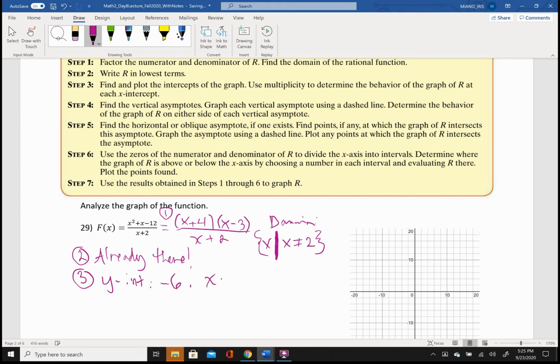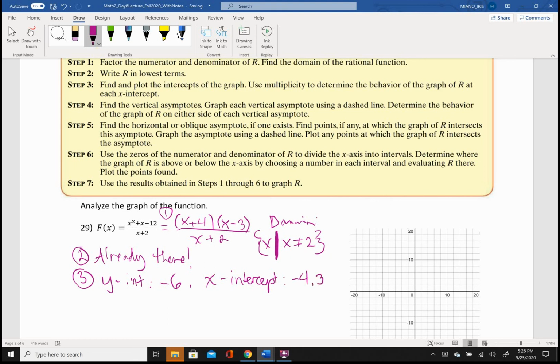Your x-intercept is going to be when the function is equal to 0. So when this rational expression is equal to 0, it's basically going to be when the numerator is equal to 0. And I already have it in factored form up here in step 1. So I'm going to use that to quickly put the x-intercepts down as negative 4 and positive 3.